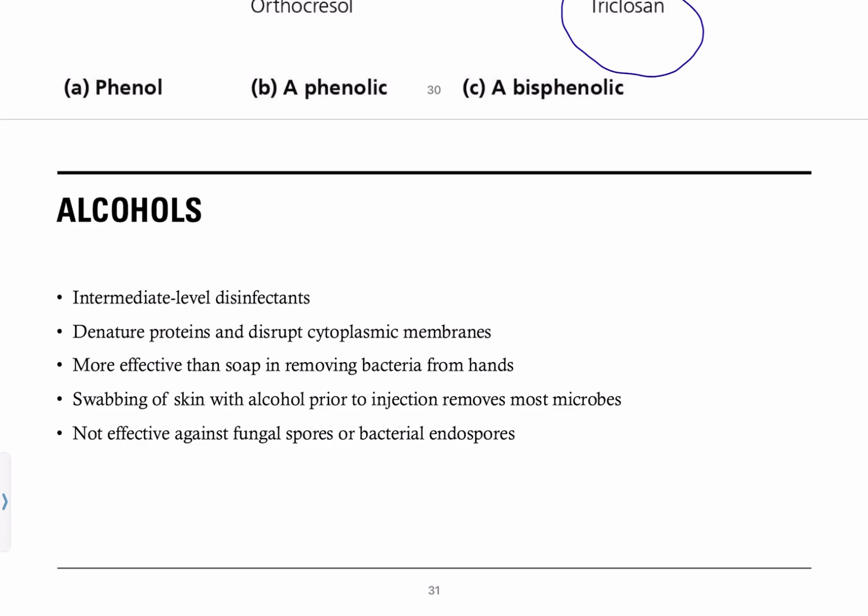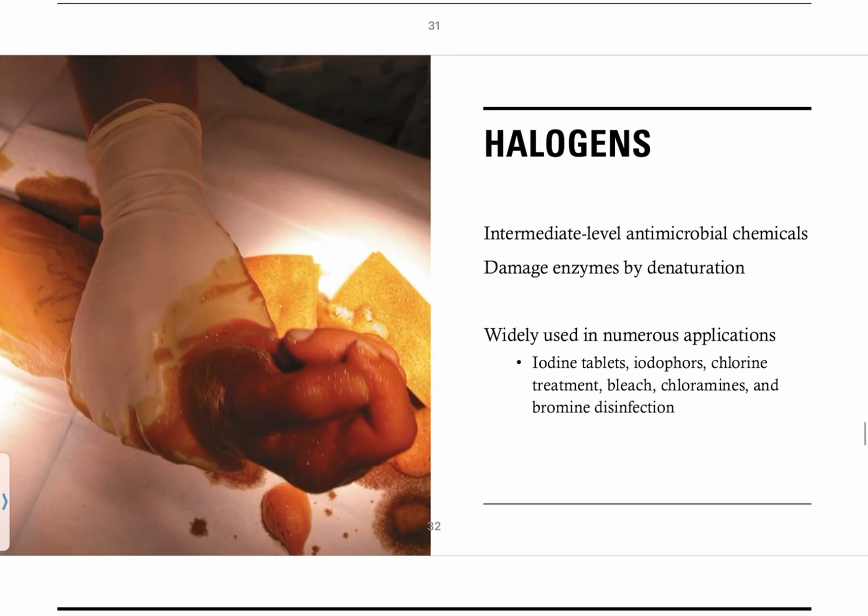But alcohols are important because they can kill vegetative bacterial cells, fungi, enveloped viruses, but they don't reliably kill inactive spores or even some of the non-enveloped viruses. Some good things about them is they evaporate very quickly and they don't leave any residue. So that is beneficial when you're talking about clinical use for them.